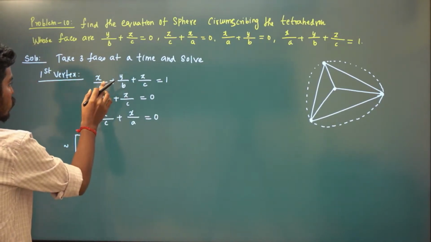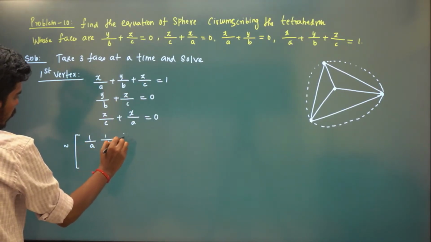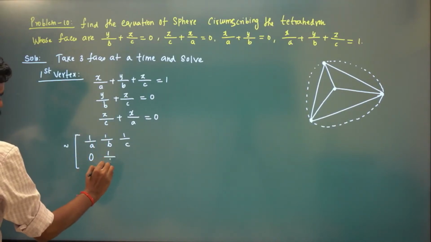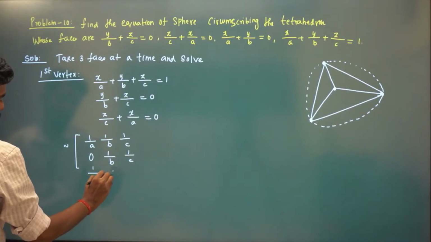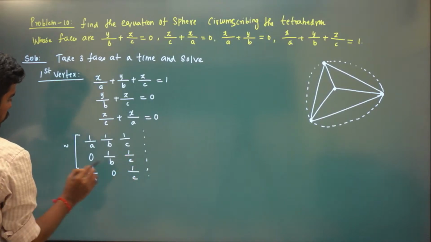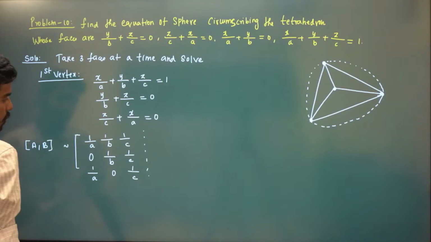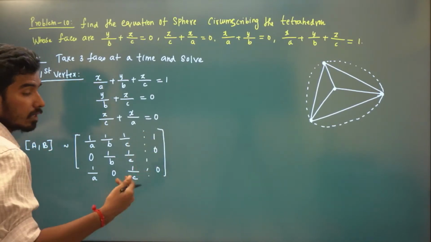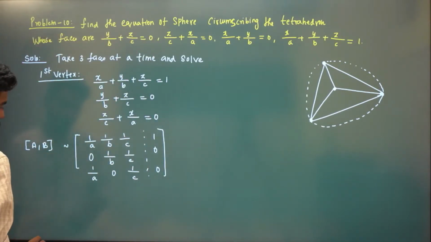You can see what the coefficient matrix is. The first row is 1 by a, 1 by b, 1 by c. In the second row there is no x, y is 1 by b, z is 1 by c. In the third row x is 1 by a, y is 0, z is 1 by c. This is the augmented matrix, with right-hand side 1, 0, 0. Here the unknowns are x, y, z. Now reduce this to row echelon form.